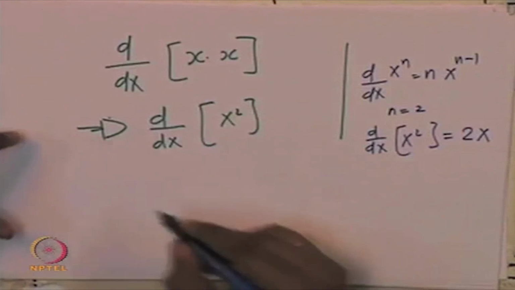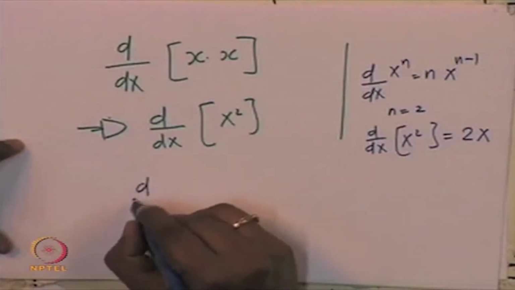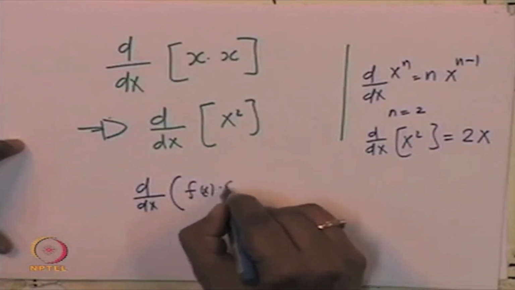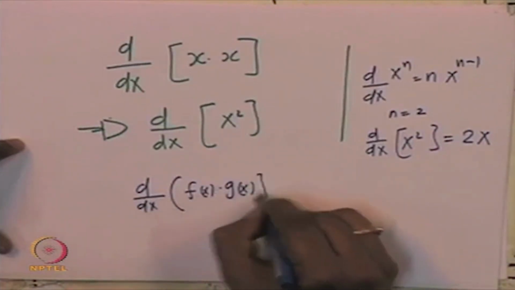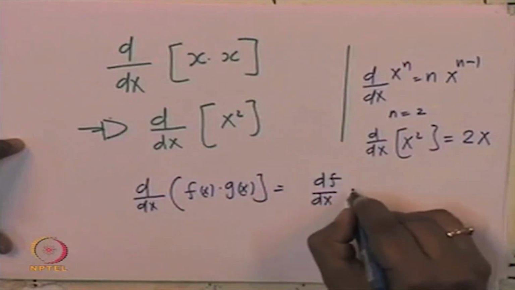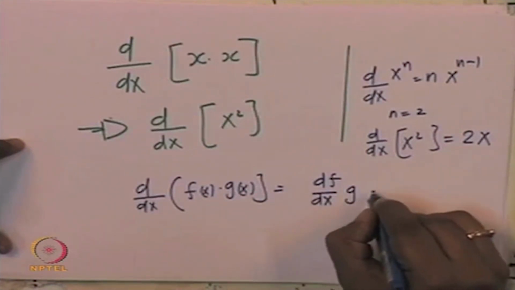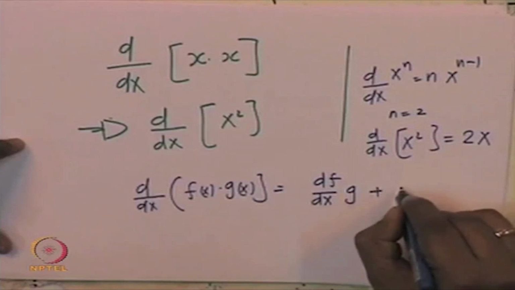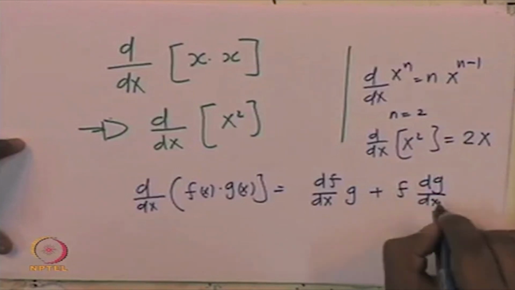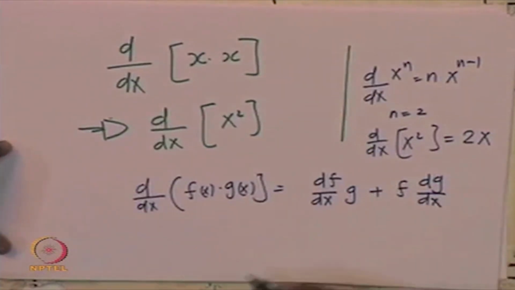The rule we learned is d by dx of f of x times g of x is df by dx into g of x plus f into dg by dx. So, this is what we learned. Now, let us apply this.